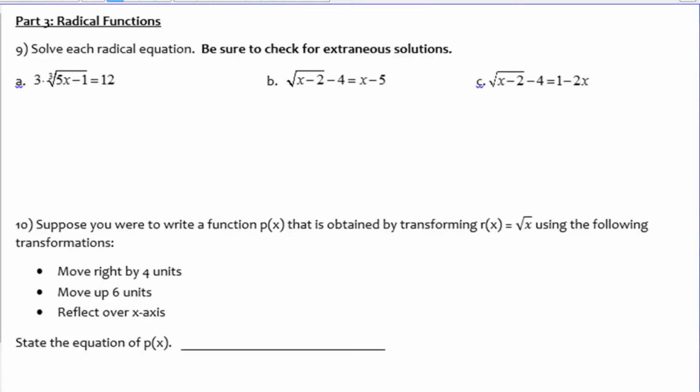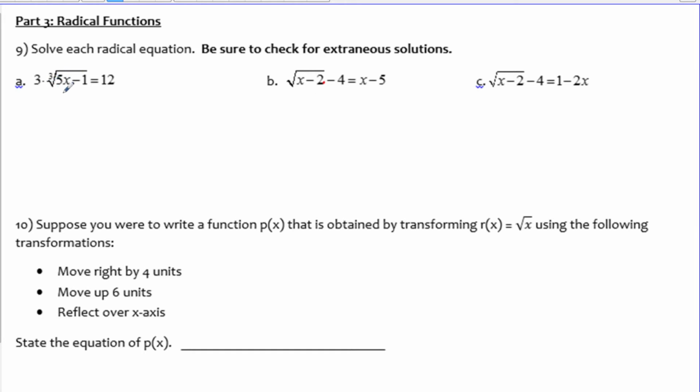Problem number 9, we're in radical functions now. Our problems are saying solve each radical function, and in big bold letters they're asking us to remember that there could be extraneous solutions, so we have to go back and check our answers and make sure that when we find a solution, it does actually make sense for our original problem. So let's start off with letter A.